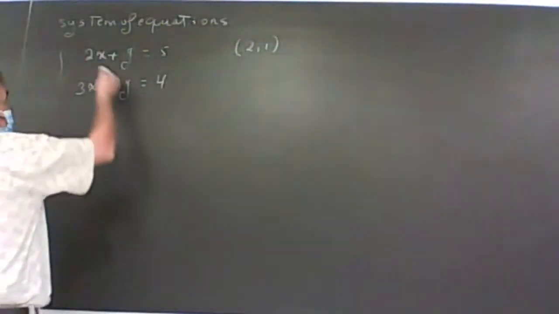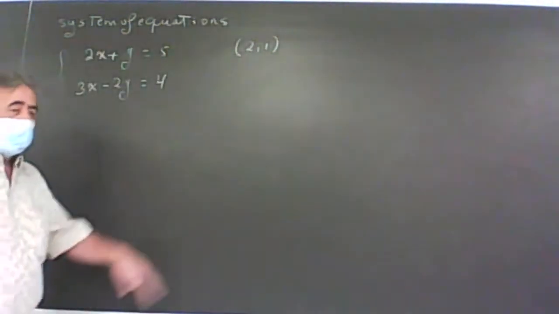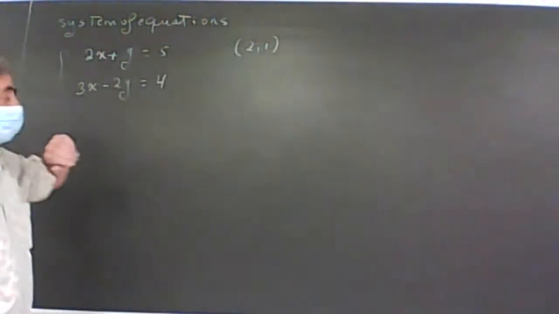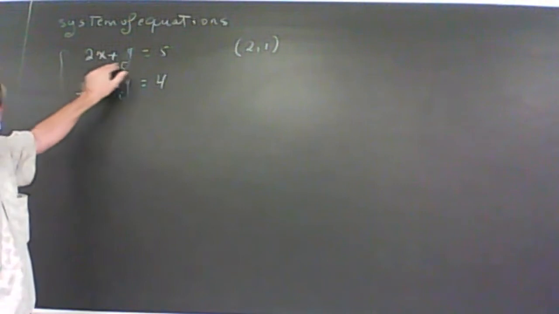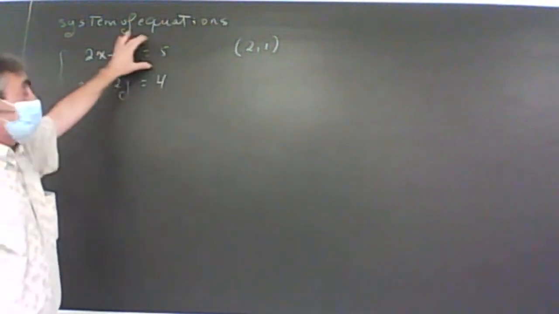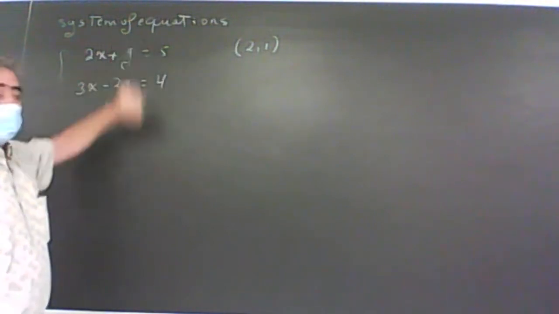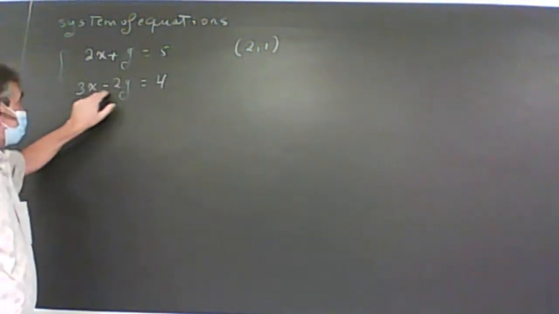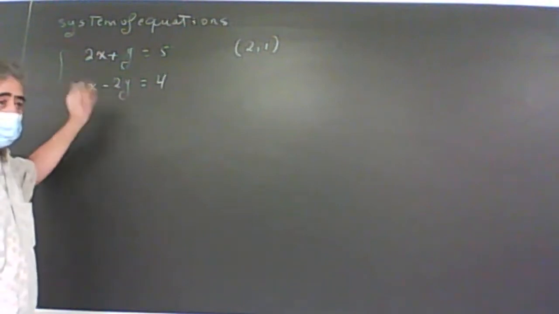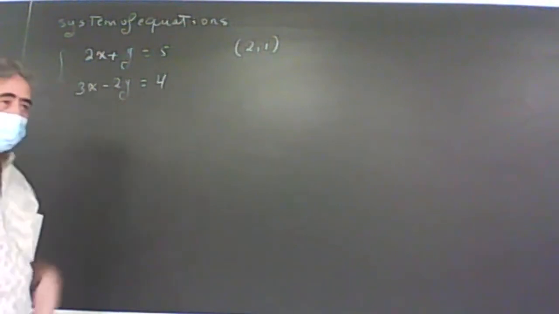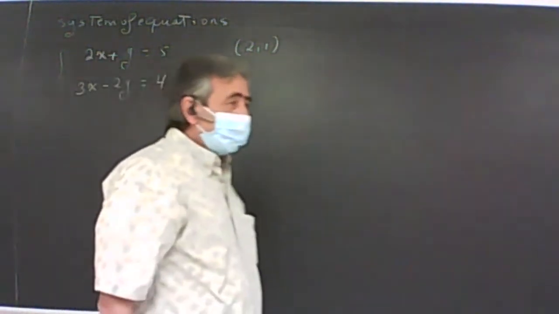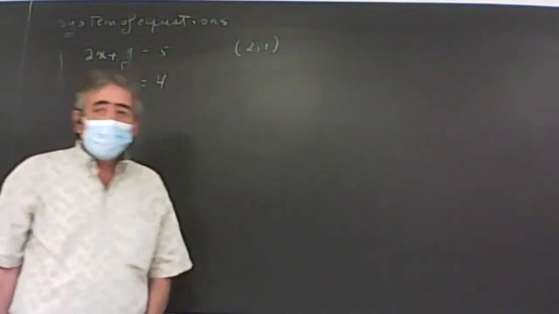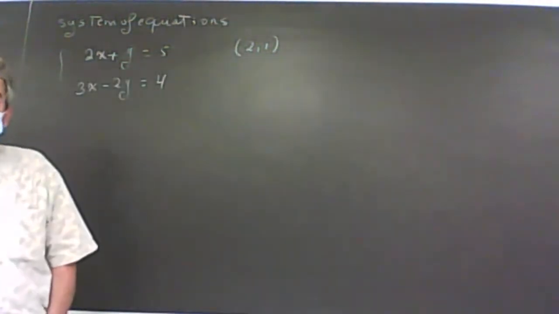So from this point, for instance, in equation number 1, if I were to put 2 for x, 1 for y, we end up with the following. 2 times 2 is 4, 4 plus 1 is 5. So 2, 1 is a solution to equation number 1. And let's check it in equation number 2. 3 times 2 is 6. 6 minus 2 times 1, which is 2. So 6 minus 2 is also 4. So 2, 1 is a solution to both equations in the system. Therefore, we say the system has a solution, and that solution is 2, 1.